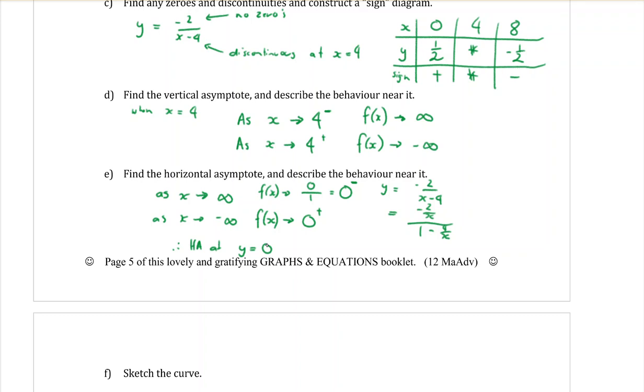Okay, part F, sketch all that information on our curve. Couldn't you just make it as y approaches 0? Yeah, you could, definitely. Yep.